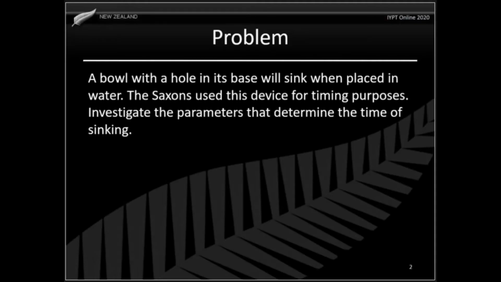The problem states, a bowl with a hole in its base will sink when placed in water. The Saxons used this device for timing purposes. Investigate the parameters that determine the time of sinking.